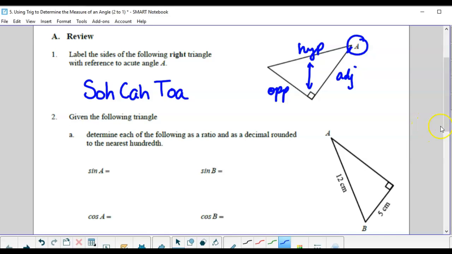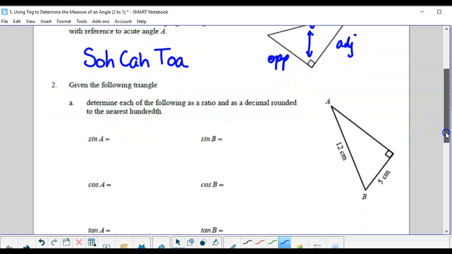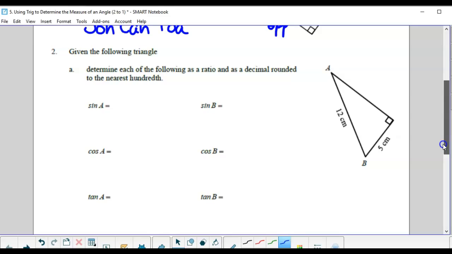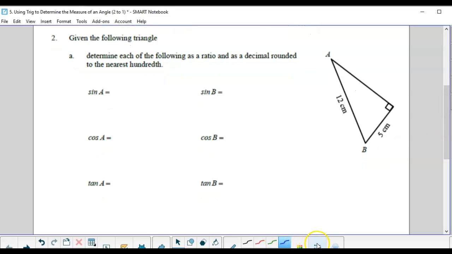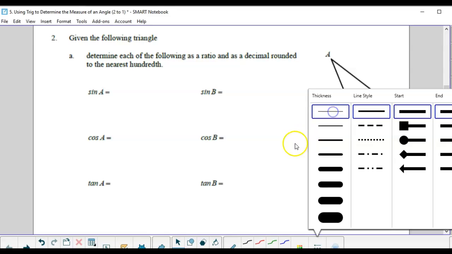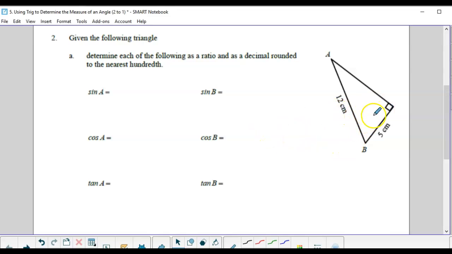So it says, given the following triangle, determine each of the ratios as a decimal rounded to the nearest hundredth. So this is kind of review. We did this the other day. All right, so first we're going to look at angle A. So this is the hypotenuse, this is adjacent, and this is opposite. So sine of A is opposite over hypotenuse. We'll get our calculator out and find the decimal form in a second.